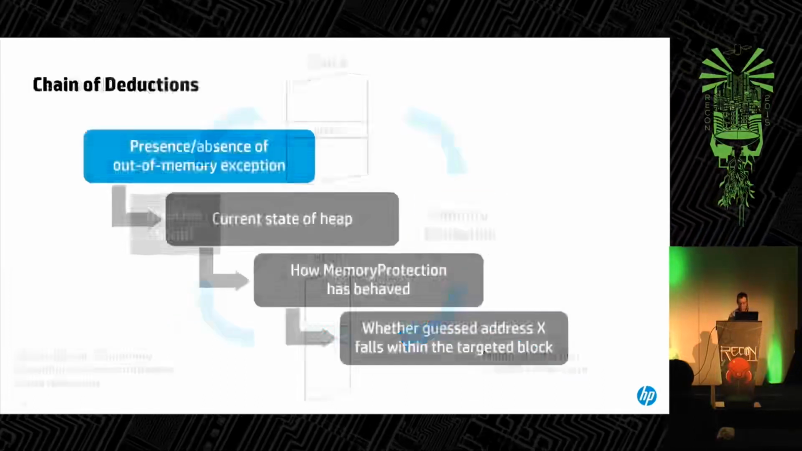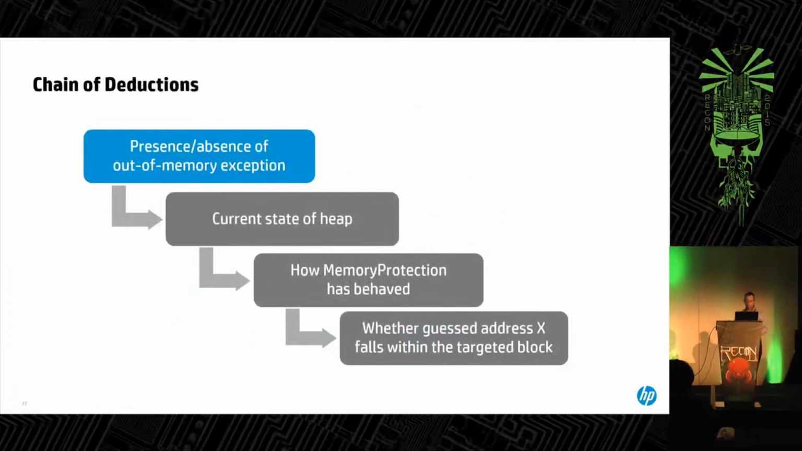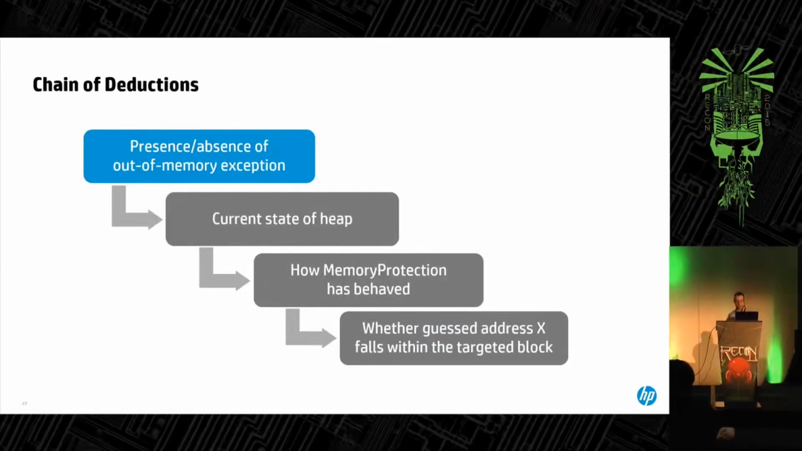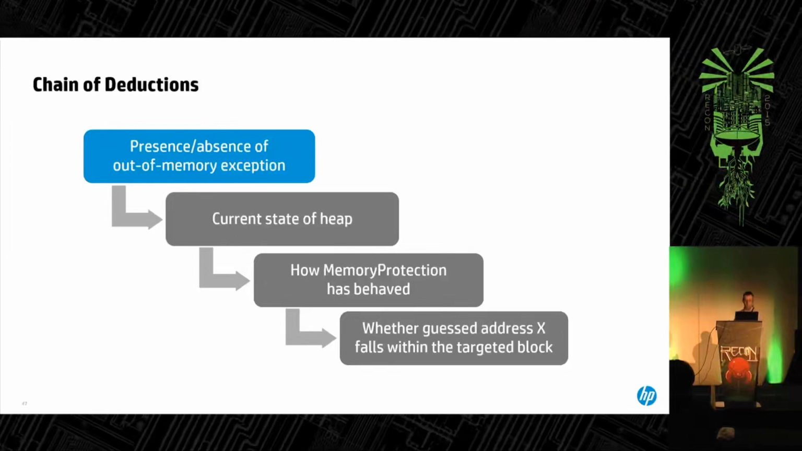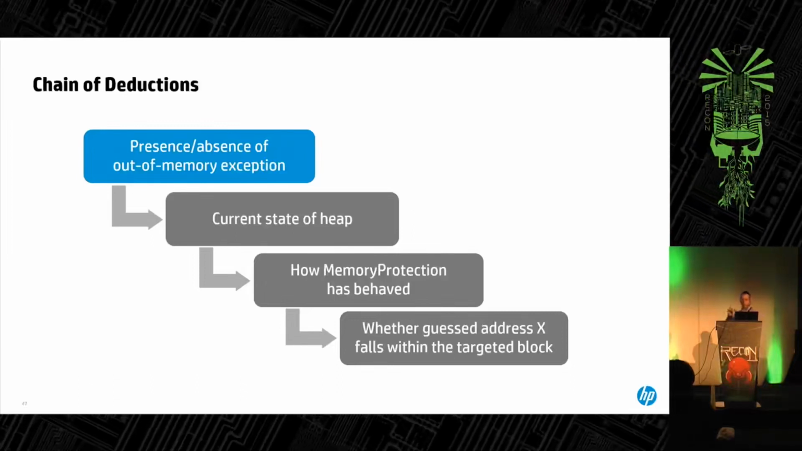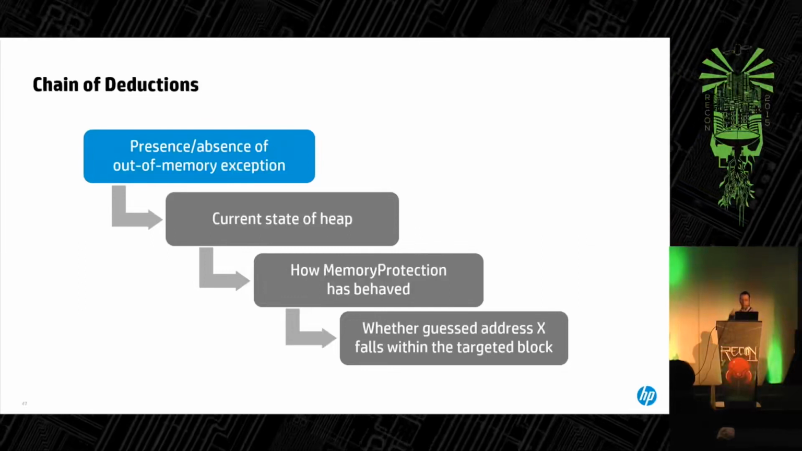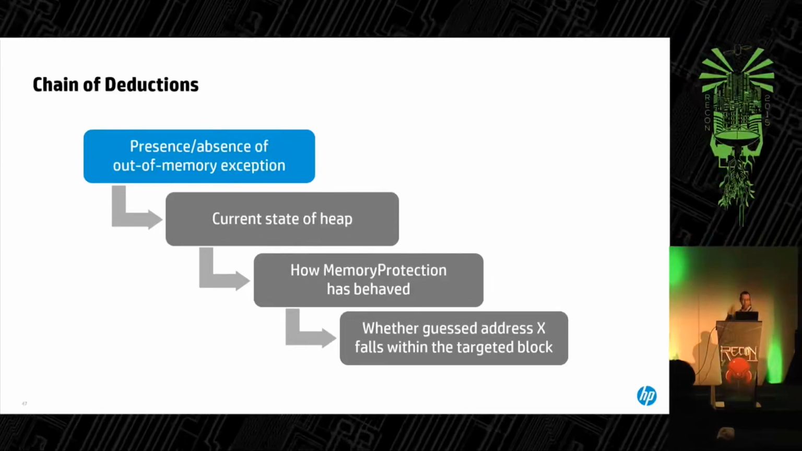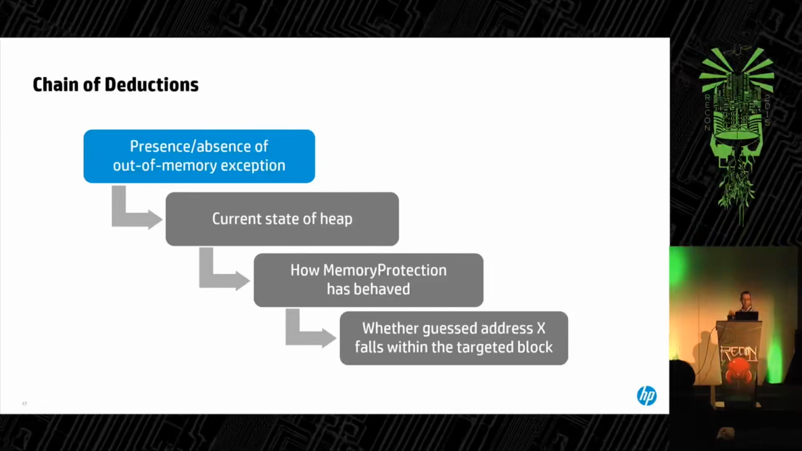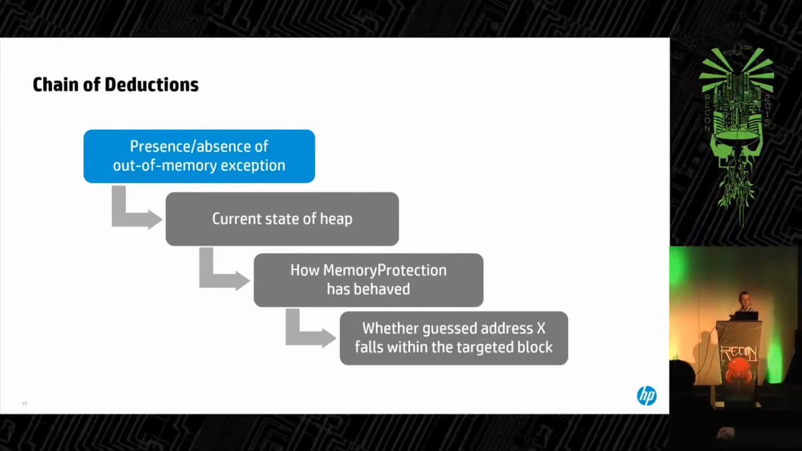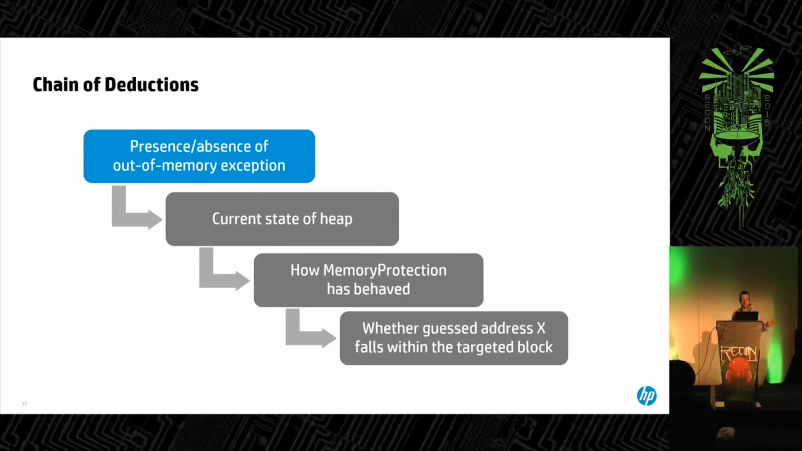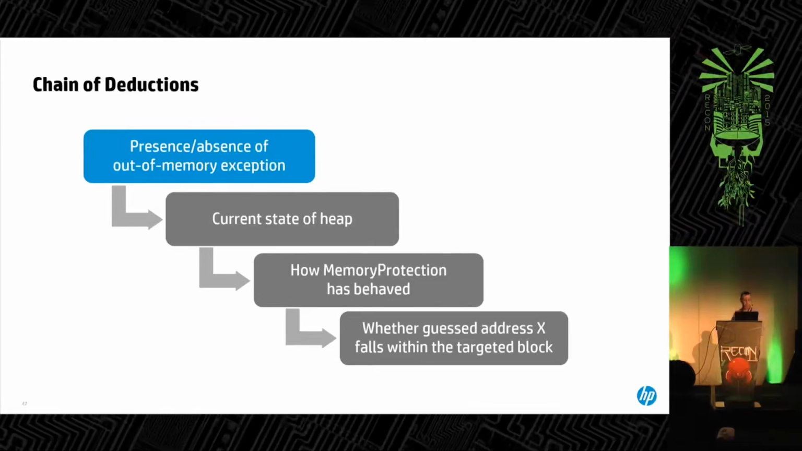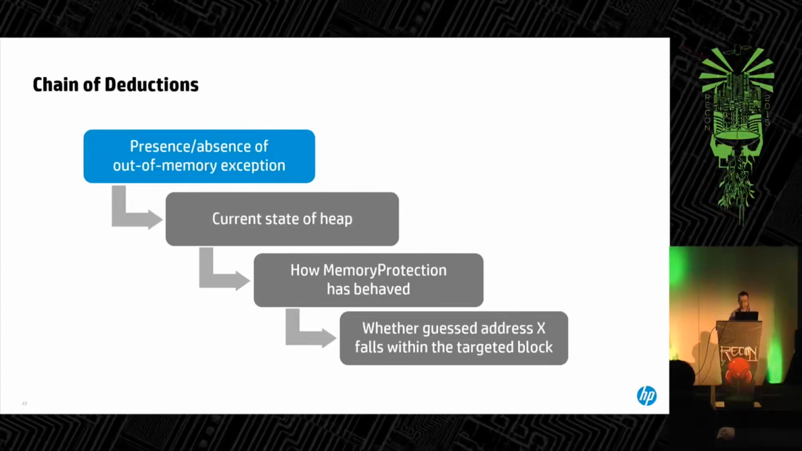So here's the whole chain of deductions we make. The presence or absence of an out-of-memory exception tells us something about the state of the heap. The state of the heap tells us something about how memory protection behaved, and how memory protection behaved tells us whether X falls within the targeted block. That's the high-level view. Well, clearly, to actualize all this, it's going to take some pretty careful setup.